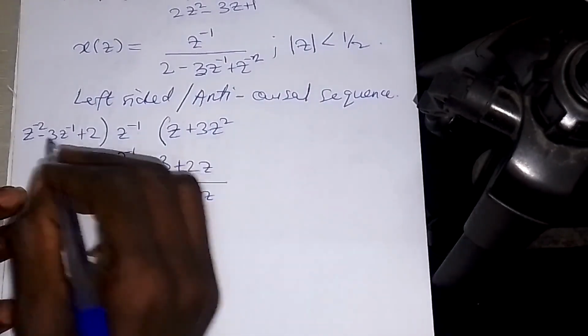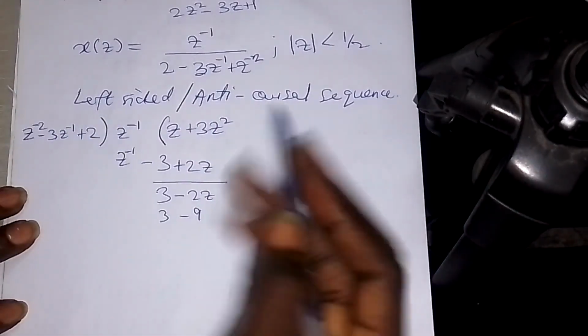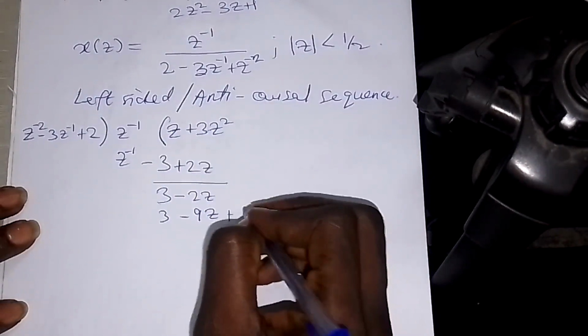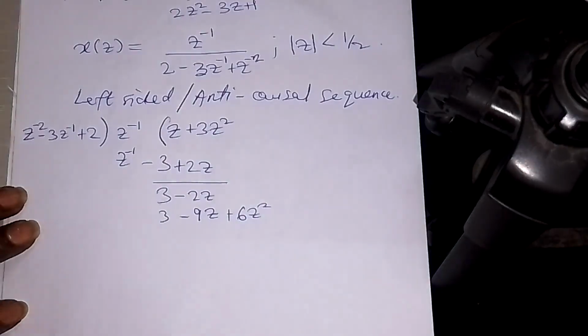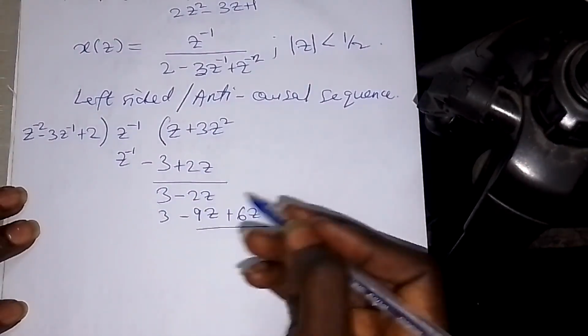Minus 9. This time I'll get minus 9. Then the exponent: here minus 1 and here is 2, so I'll get z. This one times this one, I'll get plus 6, so z squared. Now if I subtract here, 2 minus 9, 7.